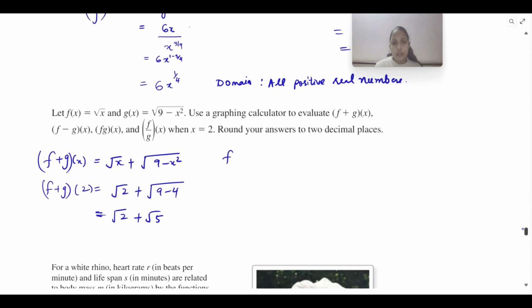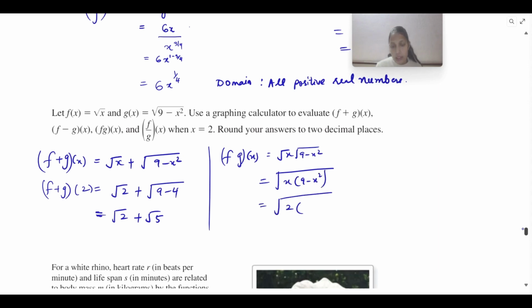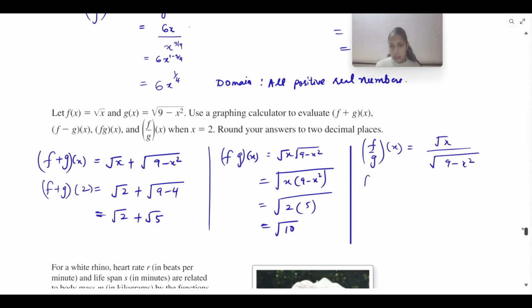For multiplication, f into g of x, root x times square root of 9 minus x square. Both terms are square roots, so you can bring them inside. Substitute 2, and if you substitute 2 here, it's 5. So 5 2s are 10, square root 10. Calculate it up to 2 decimal places as they asked. Next is f over g of x. Root x over square root of 9 minus x square. Substitute 2. Square root 2 over square root 5. Calculate. Okay.